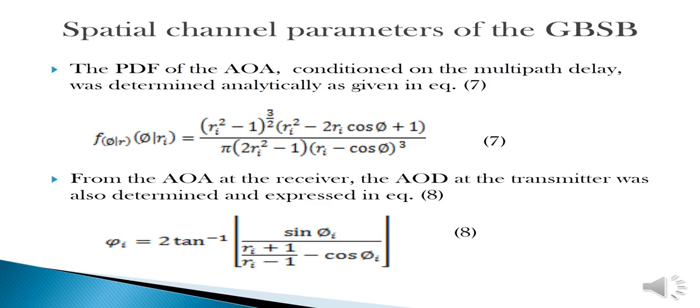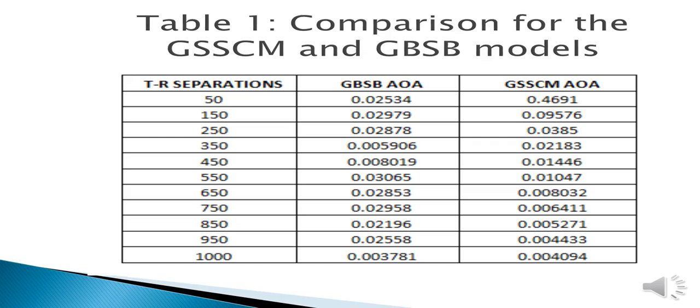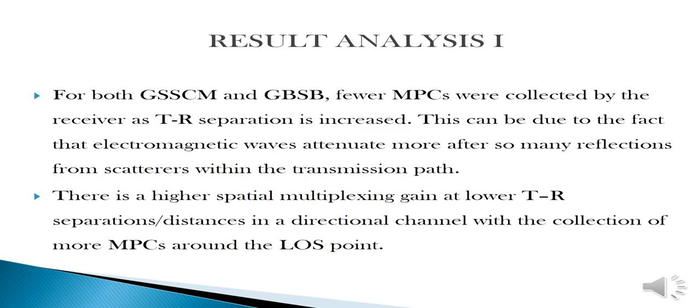Then the spatial channel parameters of the GBSB are determined as given in equation 7 for the PDF of the AOA, and from the AOA we can determine the PDF of the AOD as given in equation 8. This is a table showing the comparison for the GSSCM and the GBSB models after simulation, and graphically the result is shown in figures 5 and 6.